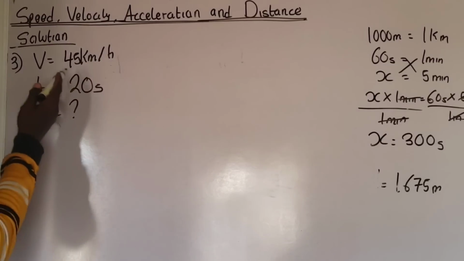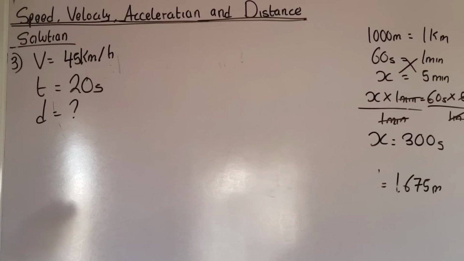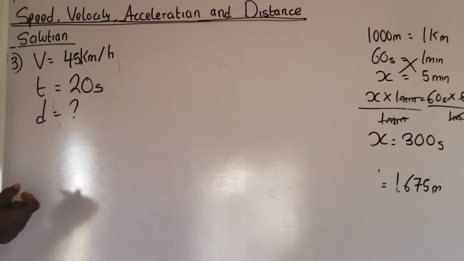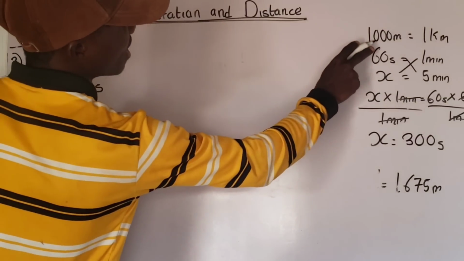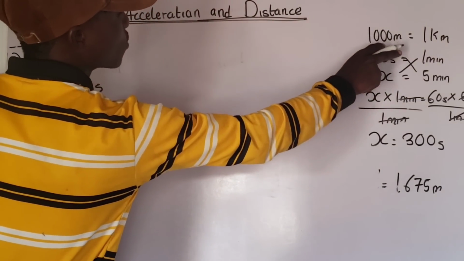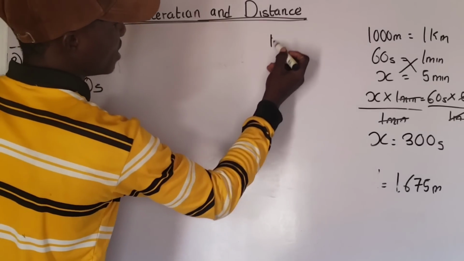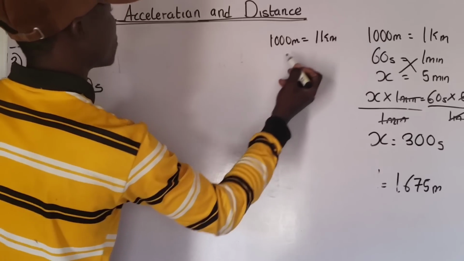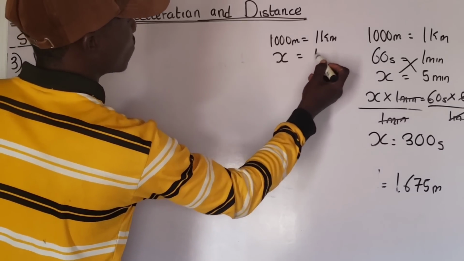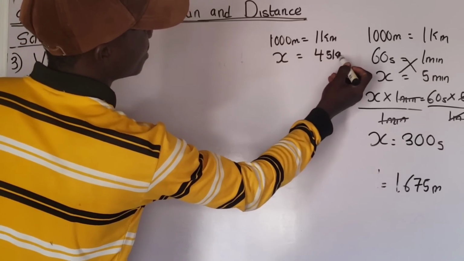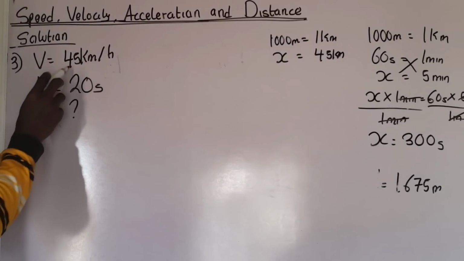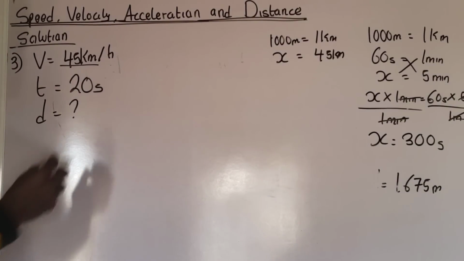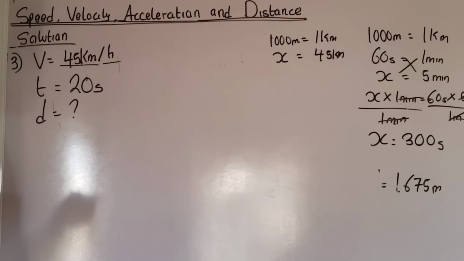Now we are given the velocity in kilometers per hour. Don't forget that velocity is measured in what? Meters per second. Okay. So here, since I know that 1,000 meters equals 1 kilometer, let x equal 45 kilometers. You see, what I'm doing here is that I first want to change this kilometer to meter. You understand? So I'm still going to change the hour to seconds.